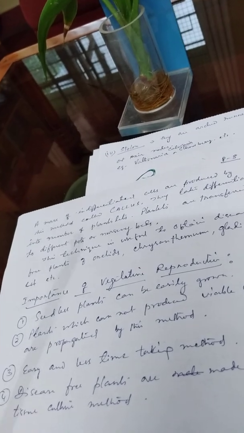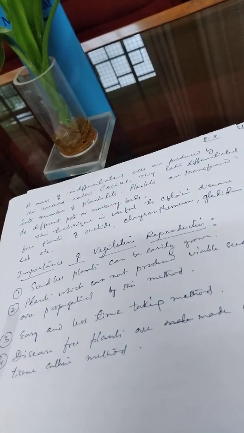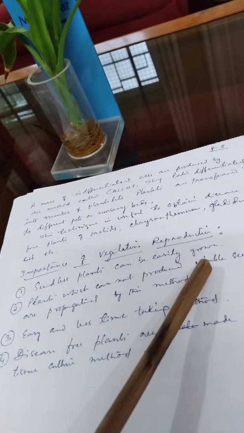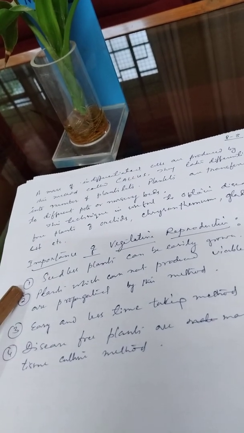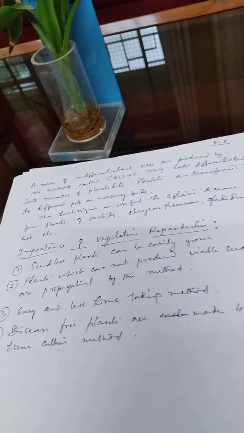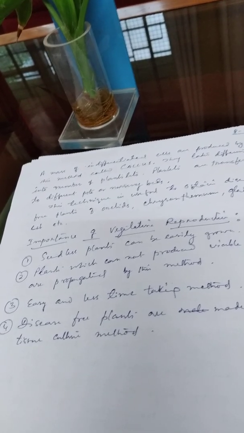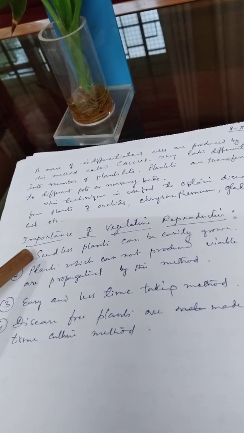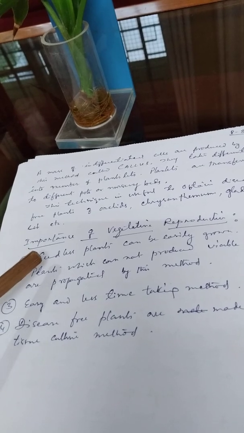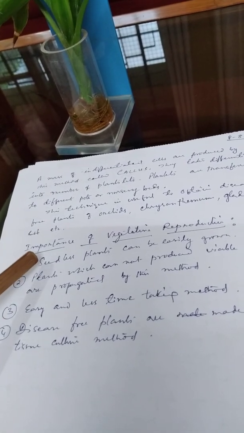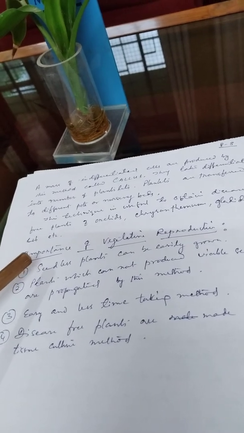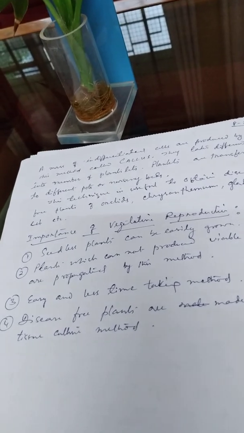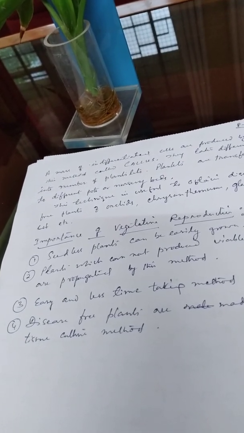Now the importance of vegetative reproduction. Number one, seedless plants can be easily grown. So students, you can see that banana fruit doesn't have any seeds inside. How can we propagate banana plants if there is no seed inside the fruit? So the banana plant can undergo vegetative propagation to give new plants.